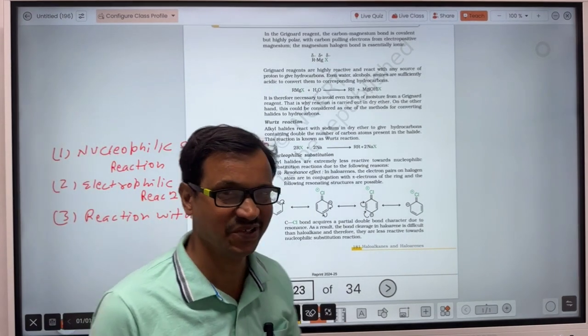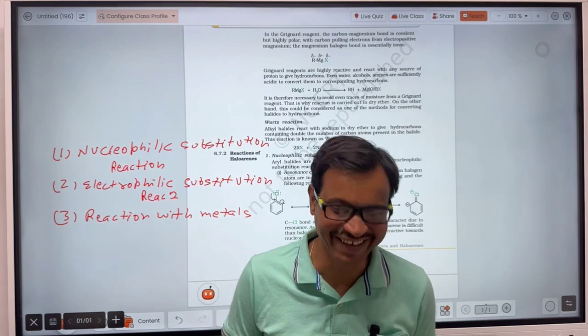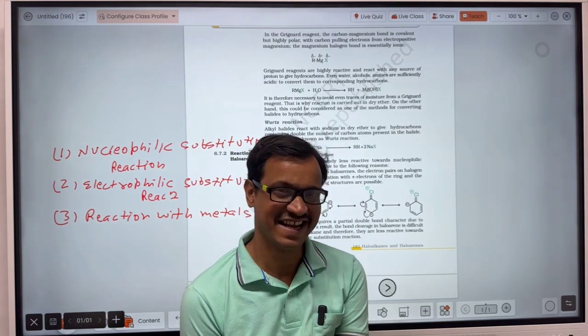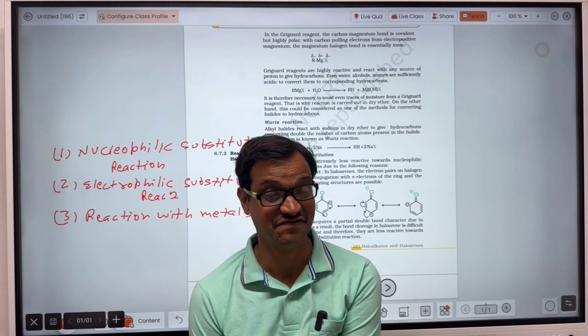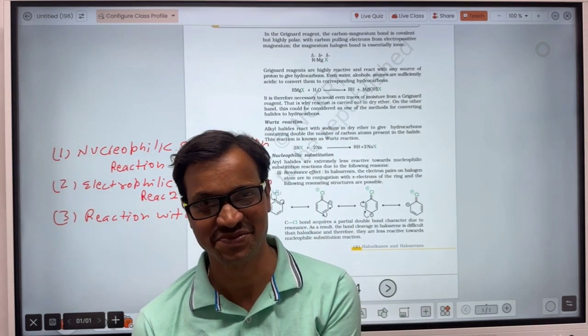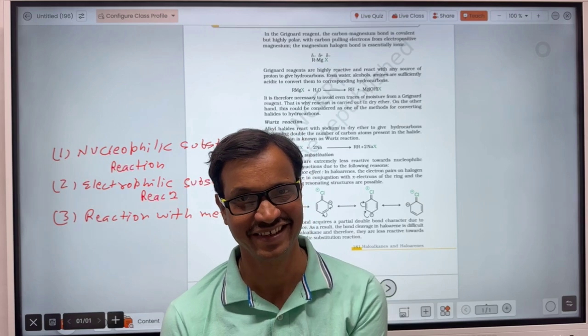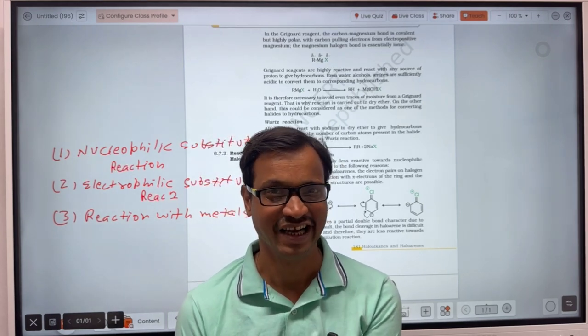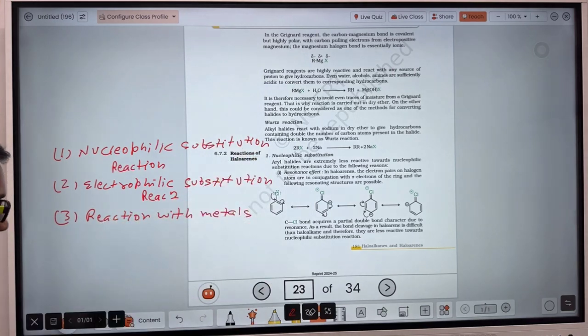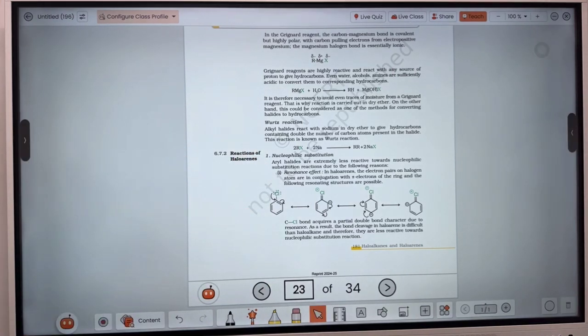Now let's see nucleophilic substitution reaction. Haloarene also shows nucleophilic substitution reaction as the haloalkane was showing. But in haloarene, the nucleophilic substitution reaction is difficult compared to that of haloalkane. Why? We discuss the reasons here.